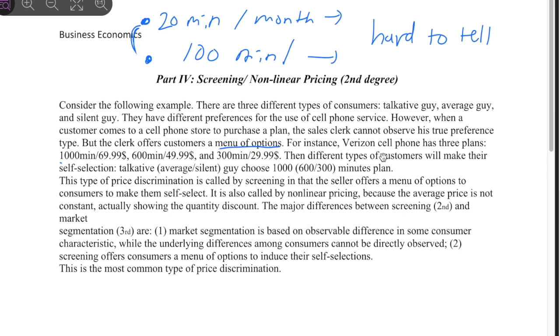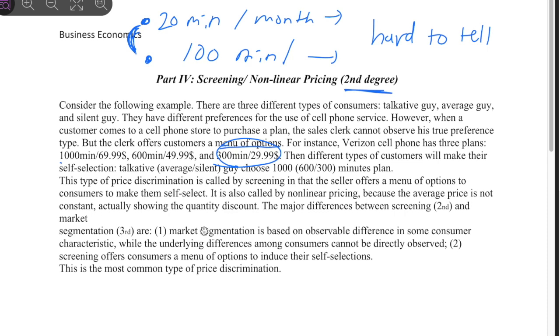Then the different types of consumers will make their self-selection. So for me, there's nothing lower, so I'm going to go for the lowest plan for now and forever, right? If my phone calls require more than 300 minutes, I might go over, I might go to 600 minutes, but so far I can choose my plan based on my demand, right? That is second degree discrimination, or screening, right?